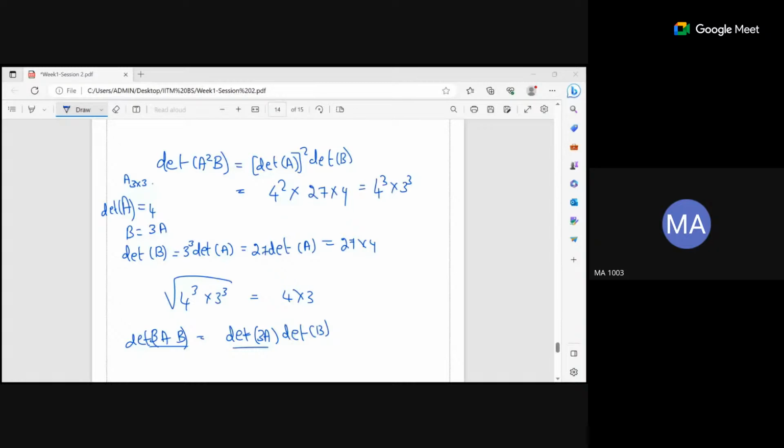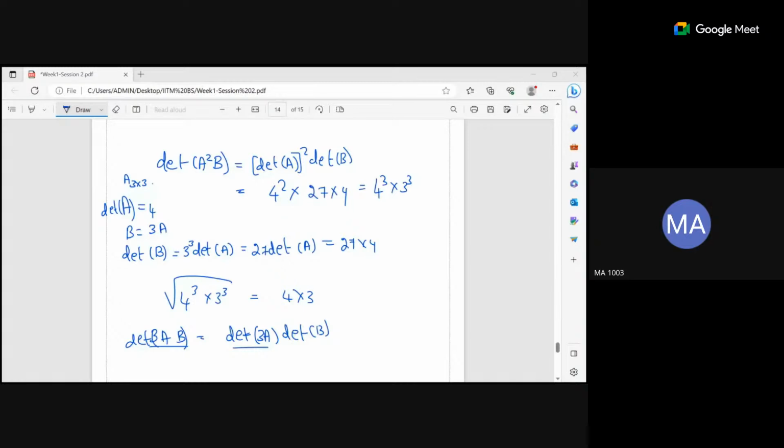Now what is the question? The question they are asking is: is x1 plus x2 a solution of the system Ax equal to b? It means when you substitute x1 plus x2 in place of x, will the equation still be satisfied? It means whether you will get b or not. Let's first split this. You will get Ax1 plus Ax2, but you already know that this is equal to b and this is equal to b. So this is actually 2b. So this is not satisfying this equation, right?